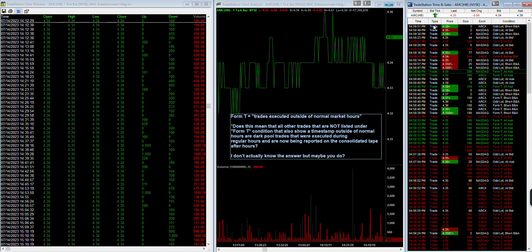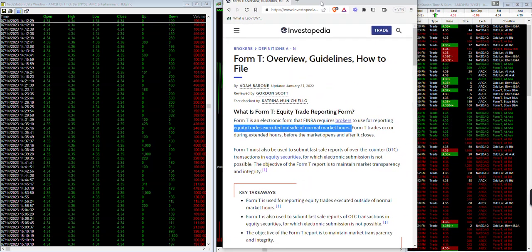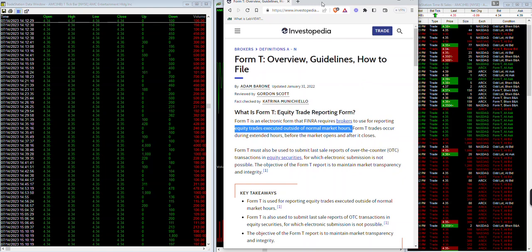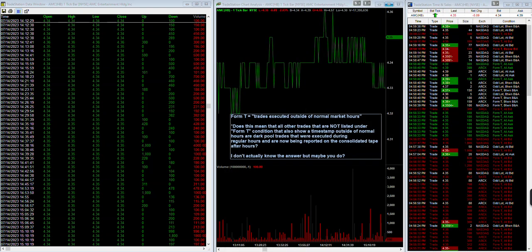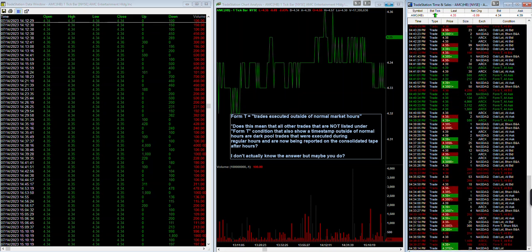All right. So if we think in terms of the definition we just saw for Form T, and the definition is that it's all equity trades executed outside of normal business hours. Well, we're deep into after normal business hours, even at the bottom of the chart here, right at 4:30. Market closes at 1 o'clock here in San Francisco. So you have to ask yourself, why aren't we seeing 100% of these with the trade condition as a Form T? So I asked this question here.